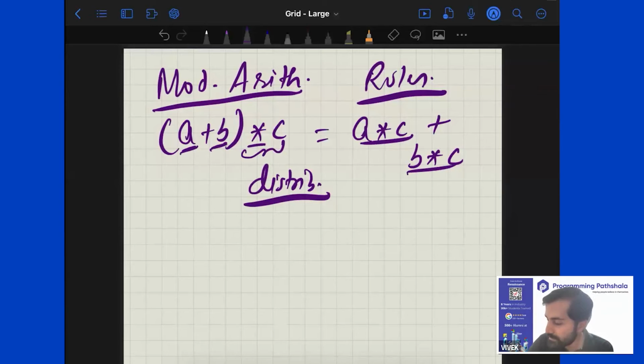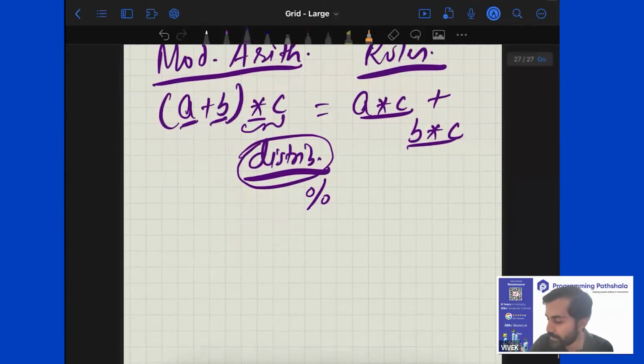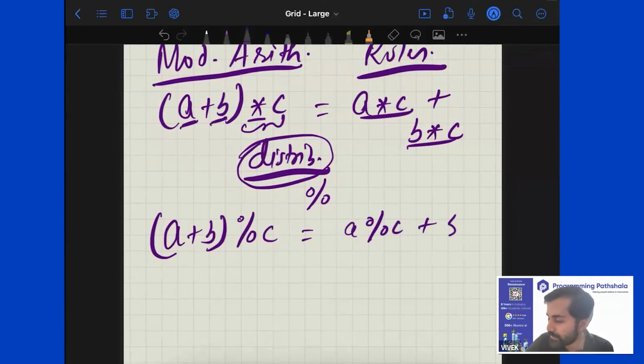Now, is the same distributive property applicable for mod also? What do you think? If somebody says, I want to do A plus B mod C, can I write A mod C plus B mod C? What are your thoughts? If you're confused, if you're not sure about it, then you can even try it out and see what happens if you try to do something like this.